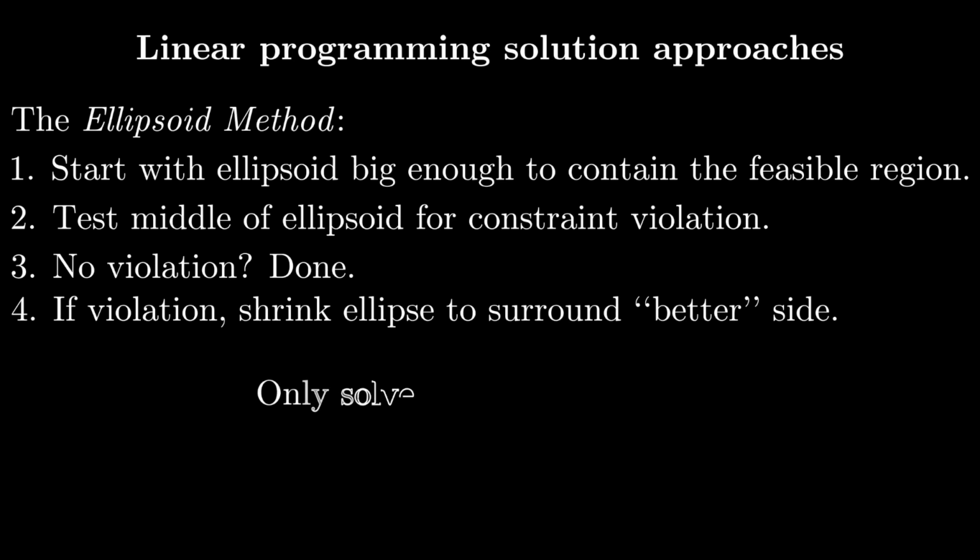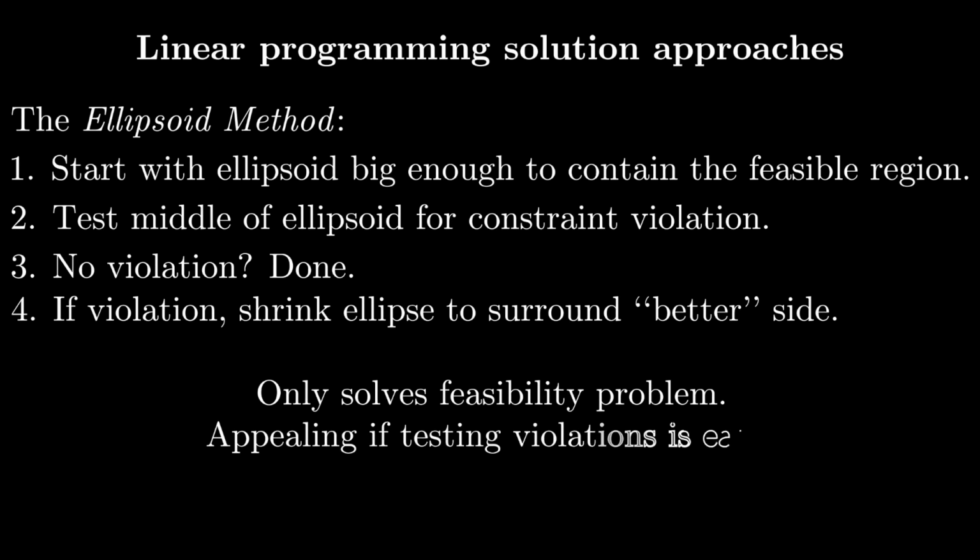If that point doesn't violate any of the constraints, then great, you're done. If you are violating a constraint, then you choose which half of the ellipsoid is the one that still contains the feasible region, and you create a new ellipsoid just for that half and recurse. This is a particularly appealing approach if the constraints are easy to evaluate.